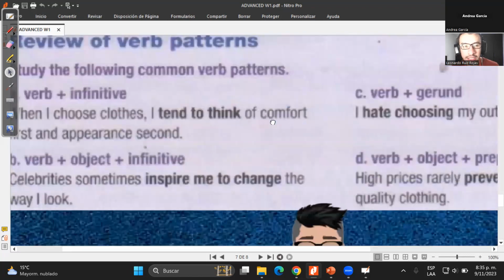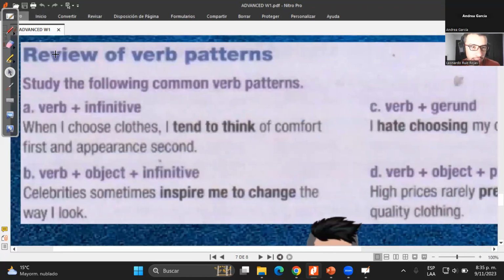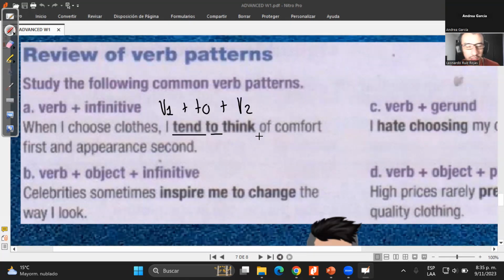The first pattern, and let me make this bigger so you can see very well, is the basic one. It's the verb number one, plus to, plus the verb number two. That's it. Sencillo. I tend to think, I pretend to be, I try to be, whatever, right? So infinitive. But sometimes those verbs include an object. Remember the object that we talked about yesterday? It's the same. So I can say, for example, inspire a person to do something.